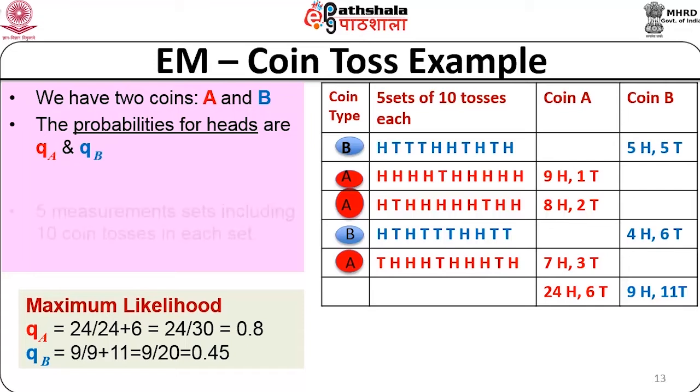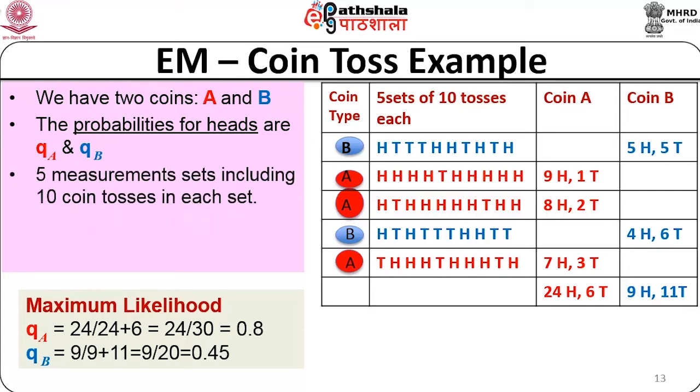So, these are the probabilities we want to calculate. 5 measurement sets, including the 10 tosses of each set, are given, and we want to calculate the maximum likelihood probabilities. Please note, we know which coin is tossed first, which coin is tossed second, which coin is tossed third. Every time we get the values of the heads and tails for each of the sets, we know whether it is blue or red. That is why this is a simpler problem. So, how do we calculate the maximum likelihood? What we do is we first have the blue.